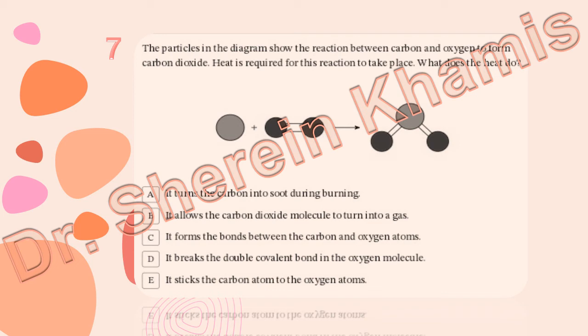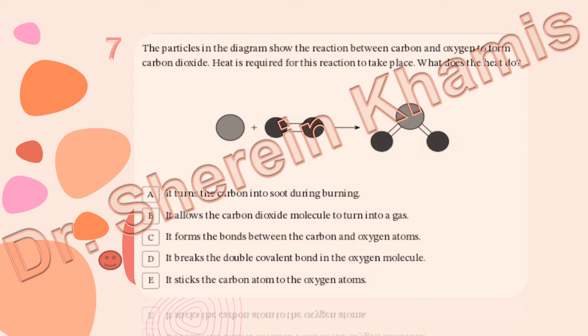Okay, we said chemical reaction means breaking down the bonds between the molecules of the reactant and forming new bonds between the product. So the one that has the bond will be oxygen only. It consists of a double covalent bond. So we will break this bond to make the reaction and form a new bond with carbon, forming carbon dioxide. So the reaction here will break the double covalent bond in the oxygen molecule. So the right answer will be letter D.